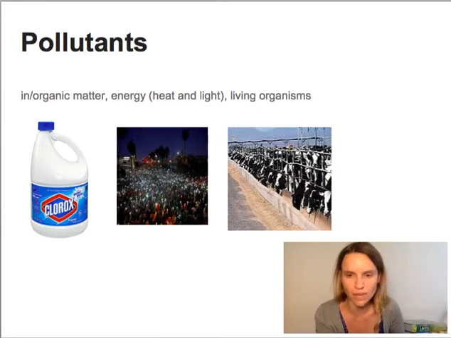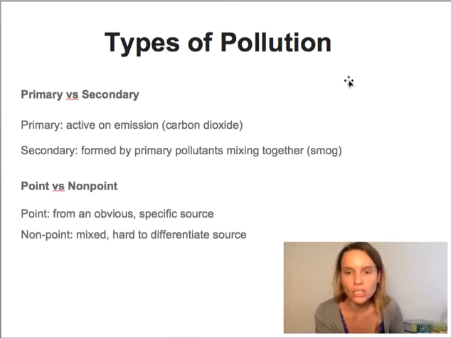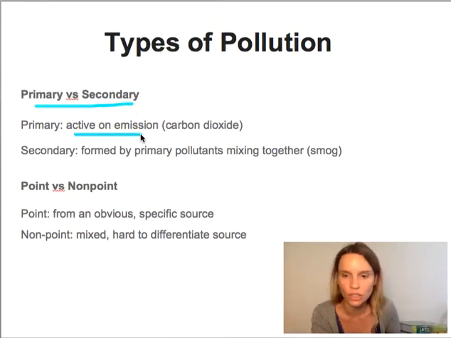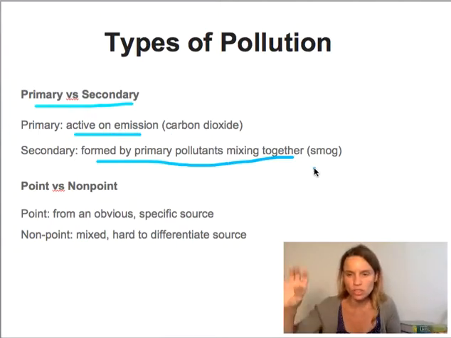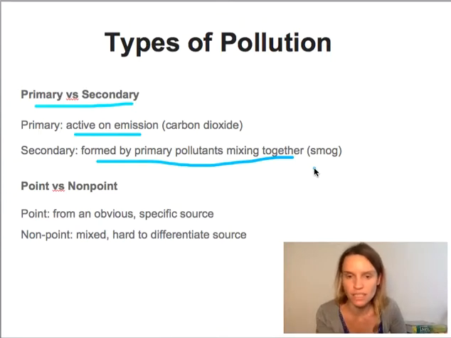We can also classify pollution and pollutants based on where they're coming from and how they're appearing. So we have primary and secondary pollutants. Primary just means a pollutant that is active on emission, like when carbon dioxide comes out of your car, that is active right away. Secondary means that it's formed by primary pollutants mixing together. The example of a secondary pollutant that we focus on most in this course is smog, which is when a mix of different primary pollutants come together with heat and sunlight to form that sort of dirty gray air that you see around big cities a lot.